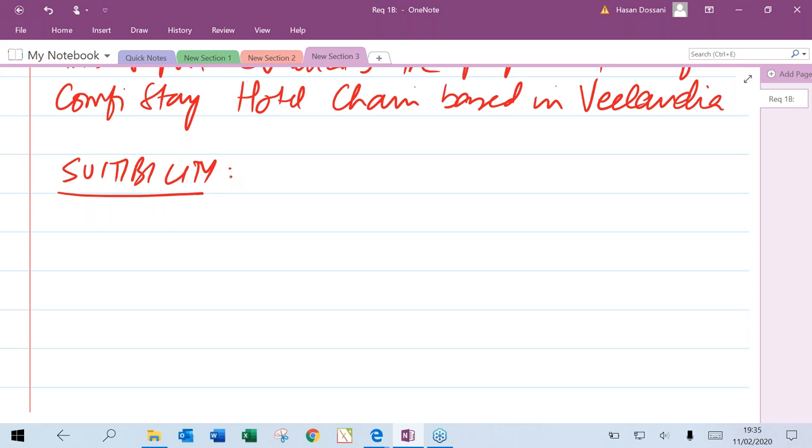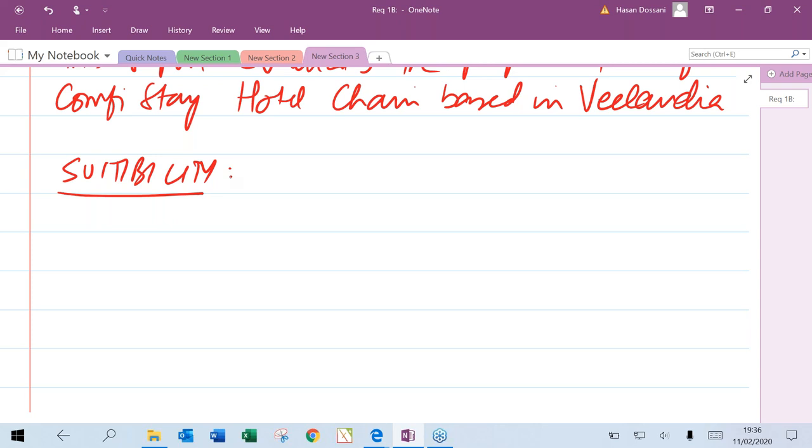Perfect. So we need to give three paragraphs under suitability. First paragraph will talk about our home country: what are the challenges, why we are thinking of moving internationally, expanding internationally, all that in the first paragraph. The second paragraph, target country, which is Vilandia. Please do not use the word target country in your drafting. We will use the word Vilandia all across. And then a third paragraph will talk about the target company, which is Comfy Stay.